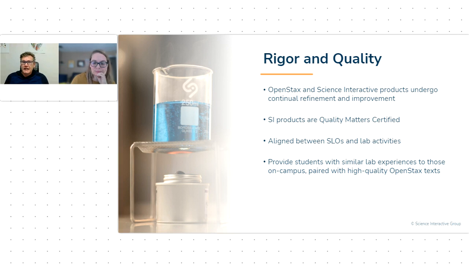As I mentioned before, and as Kate mentioned, rigor and quality are critical for online science education. So I really like that Science Interactive products are Quality Matters certified. If you're not familiar with Quality Matters, it's a very rigorous process. One of the strengths is the alignment between objectives and the actual learning materials. And what's really great with that integration is that students can go directly to that textbook right from the lab platform.